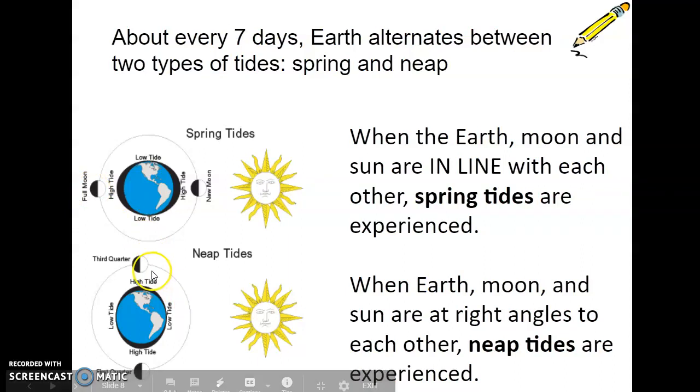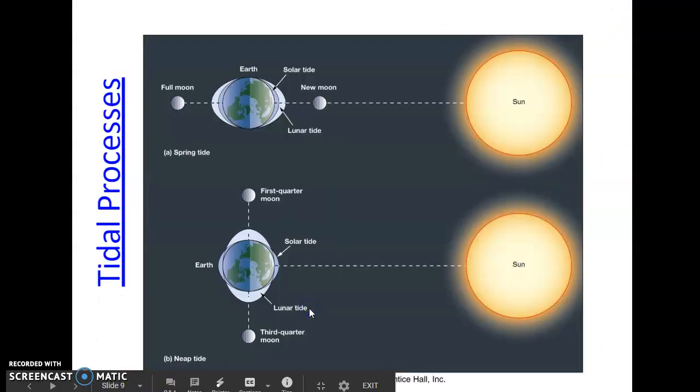So in contrast, there's something called a neap tide. So that's when they're at right angles. So you see the moon is here, here's the Earth, here's the sun. So it's a right angle. And in contrast, in the first quarter, the moon is here, Earth is here, the sun is here. That's another right angle. So that is a neap tide.